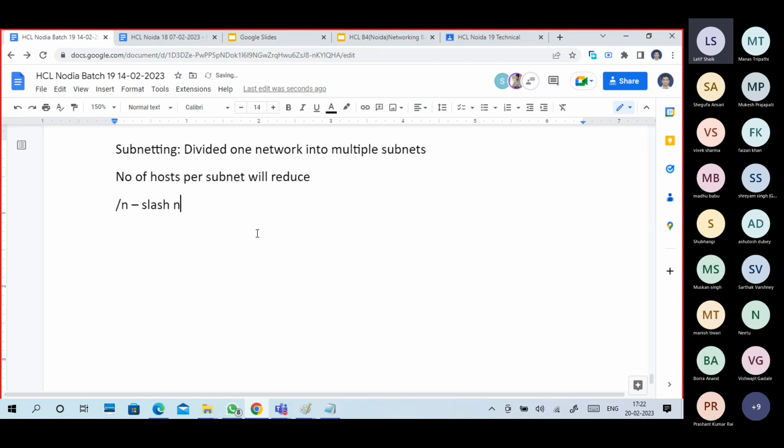One or two points I will tell, guys. This is called slash notation. It represents the subnet mask. Here the n means the number of ones in the subnet mask. Number of ones in the subnet mask. So that is the point here.